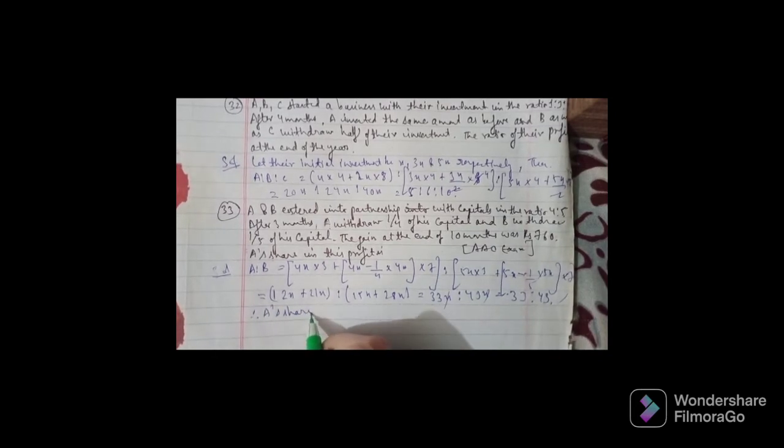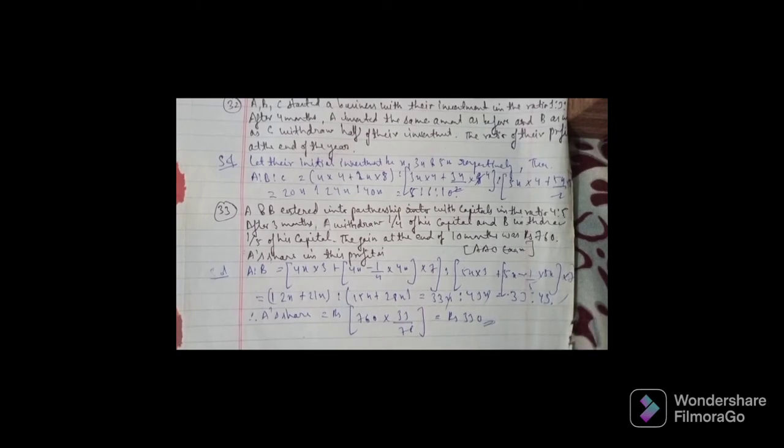Now I talk about A's share equals to rupees 760 into 33 upon 76, which is equals to rupees 330. That is the answer we get.